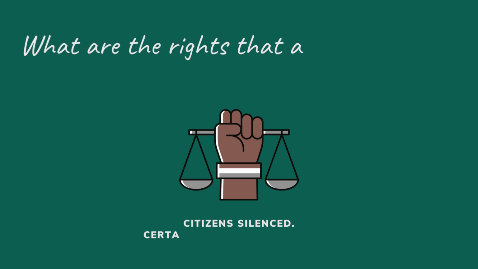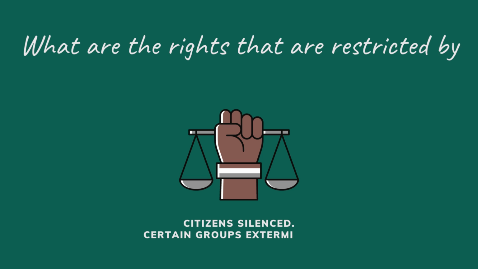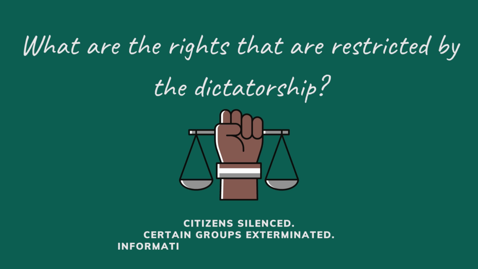What are the rights that are restricted by the dictatorship? So, the fundamental rights of the citizens are restricted by dictatorships. To retain the power, they silence certain groups of people by suppressing them by extermination or limiting their rights. The government encourages people who have been loyal followers of them or their party. Rights and information are limited.